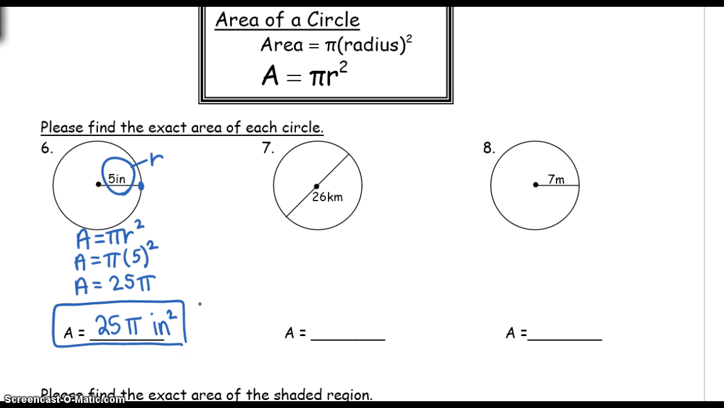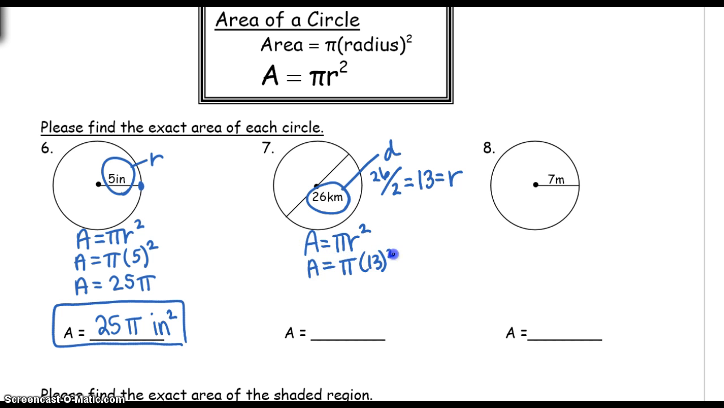Let's look at 7. 26, is that a radius or diameter? It's for sure diameter. So if we divide it by 2, we'll get our radius. So 26 divided by 2 is 13, and that's our radius. We're going to use the exact same formula. So A equals pi times r squared. We're going to substitute 13 in for the r, so A equals pi times 13 squared.